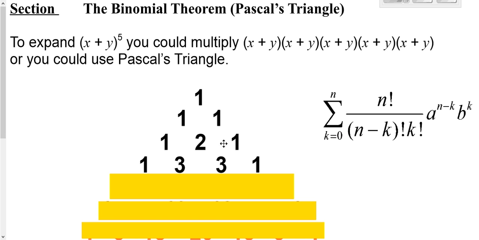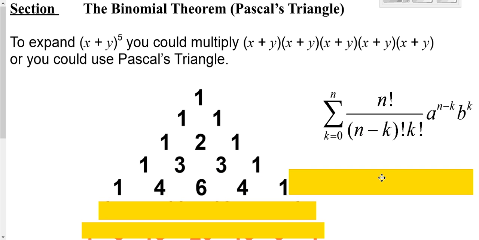Then you go 1, 2, 1. Well, where does the 2 come from? Well, it comes from taking the 1 here and the 1 here and adding them together. Once again, 1's going down the diagonal, so they're on the outside. Where does this 3 come from? From adding the 1 and the 2 together. This 3 comes from adding the 2 and the 1 together. So in other words, to get the numbers in the middle, you're adding the two numbers that are just above it on each side of it.